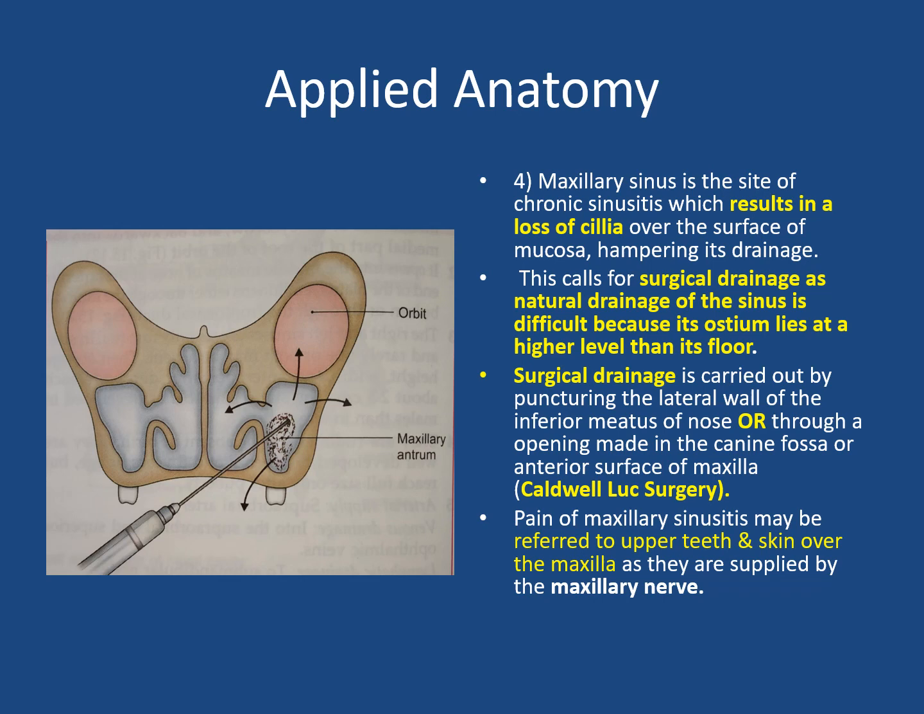Now, surgical drainage is carried out by puncturing the lateral wall of the inferior meatus of the nose. You look at the diagram, you can see the syringe. The syringe is entering the maxillary sinus through the inferior meatus of the nose. So this is one procedure for surgical drainage, or drainage can also be carried out through an opening made in the canine fossa or anterior surface of the maxilla by a procedure called Caldwell-Luc surgery.